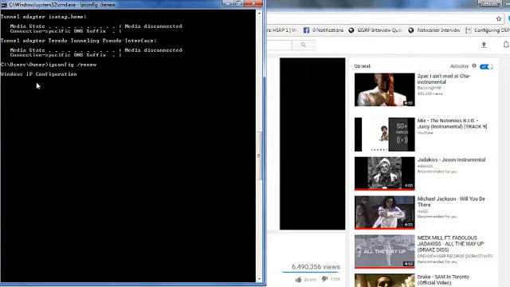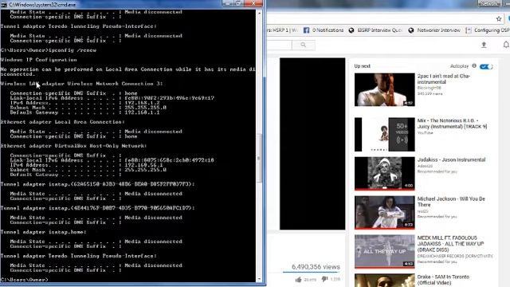Windows IP configuration. So I guess it's renewing the lease. It's doing the DORA procedure.